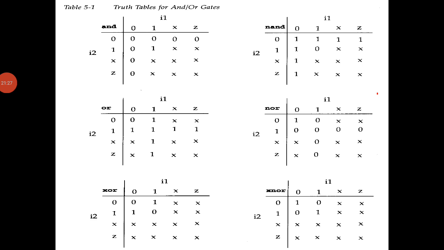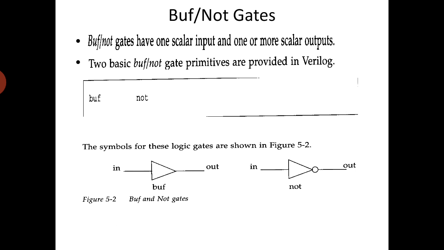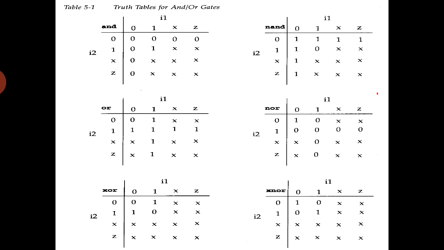If the input itself is x, if I1 is x and I2 is any value, then x into 0 is 0, since 0 into any value is 0 only. x into 1 is x, x into x is x, and x into z is x.